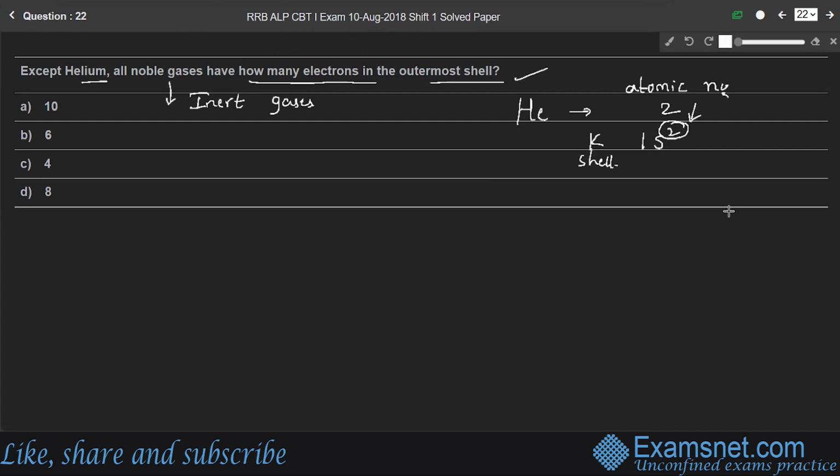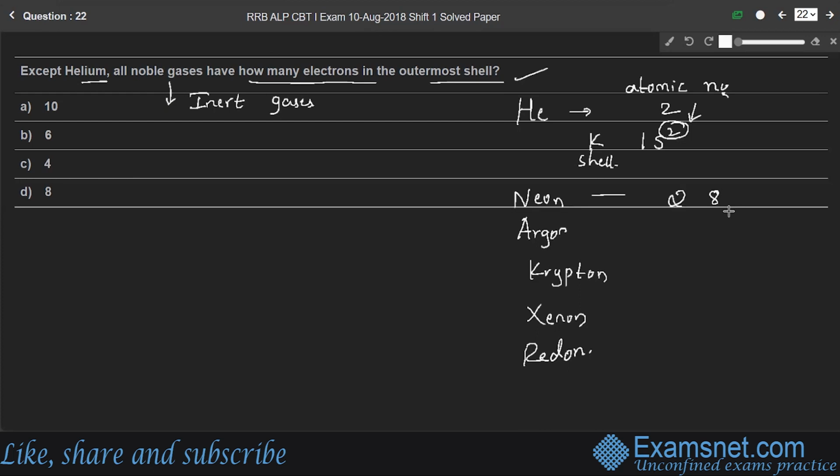Except helium, all the remaining noble gases like neon, argon, krypton, xenon, radon, these are inert gases. They have octet configuration in their outermost shell. That means they have 8 electrons in their outermost shell.